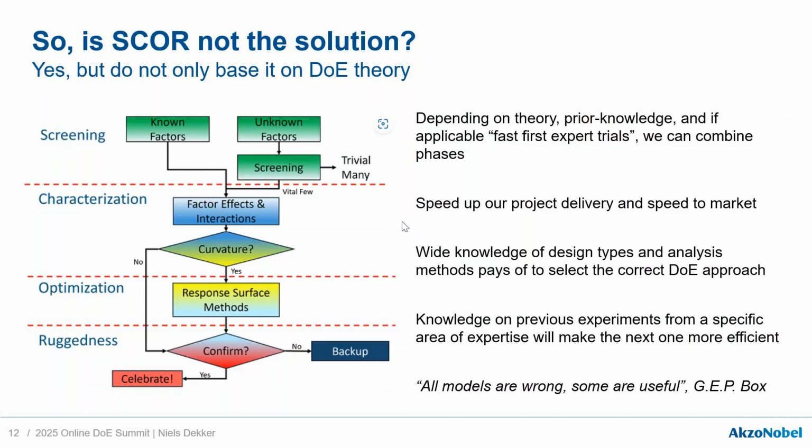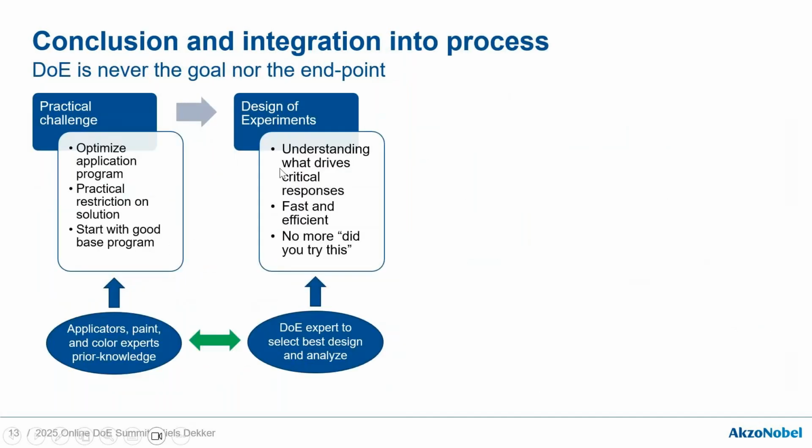Because, of course, in this case that we executed, it could have happened that the definitive screening design did not give the required information or had a low R squared or bad verification residuals. Then we would have followed up, of course. So DOE is not the goal. It's also not the end point.